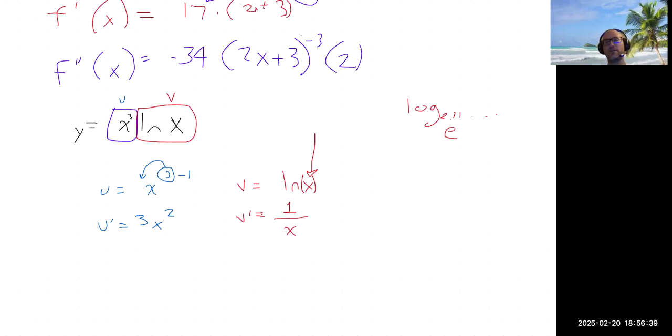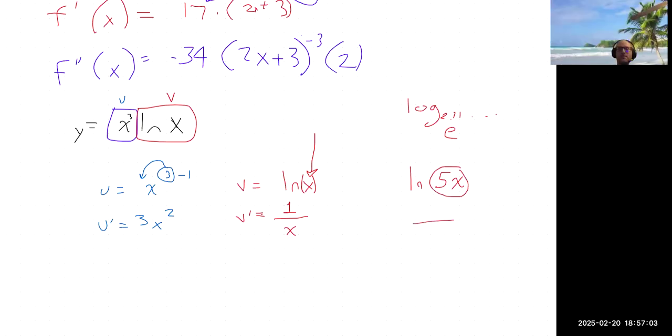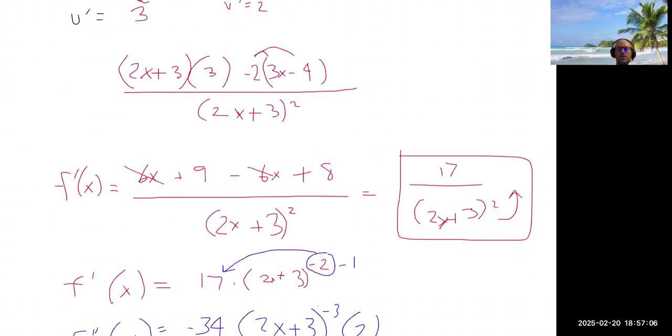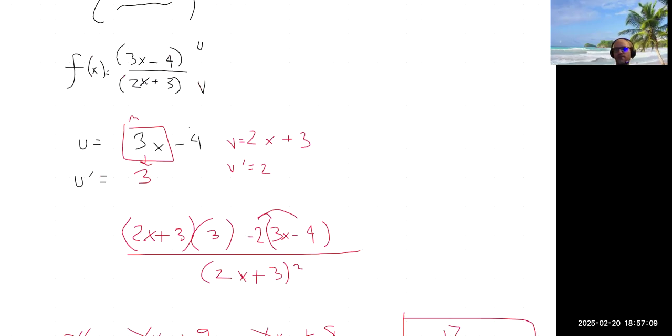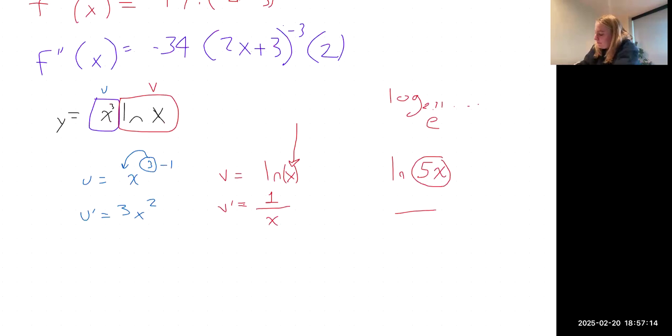But if it has a variable in it, for example ln 5x, you have the derivative of 5x as the numerator. Recall earlier that the derivative of 3x was just 3. The derivative of 5x is going to be just 5. So in the numerator we would have 5, and in the denominator we have 5x, because that's the original.